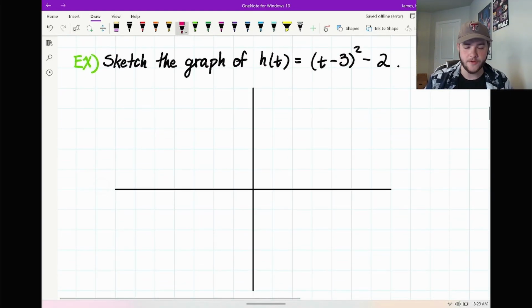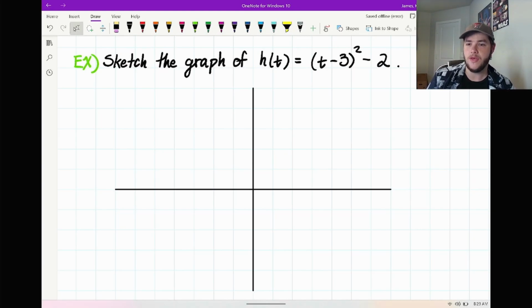Now I've got one for you to try, but you'll notice that first of all, my input on this function has a constant, and my output has a constant. So I've got both a horizontal and vertical shift. Pause the video here to see if you can tackle it on your own. If you need a hint, let it play a little longer.